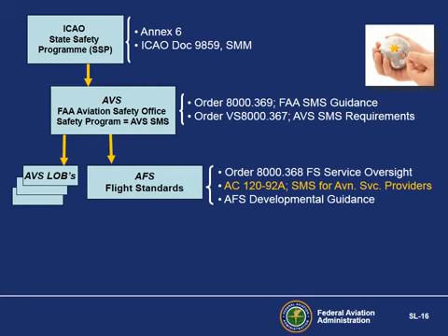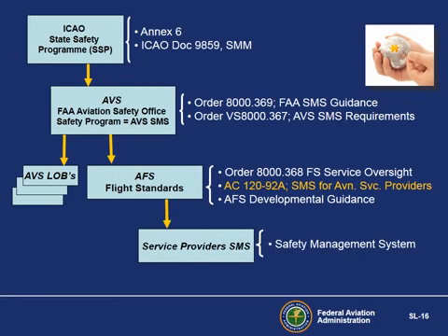The second SMS, the right-hand arrow, is the one we apply to our service providers in the form of an SMS rule and is called the external SMS. It is part of flight standards and is managed by the SMS Program Office, AFS 900. There's an order, advisory circular, and other developmental guidance available that we'll talk about more later. Finally, there is the service provider's SMS. The service provider's SMS manages their own risks and monitors their own risk controls.